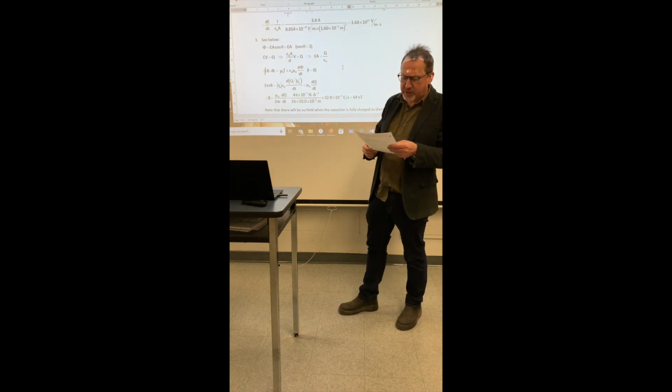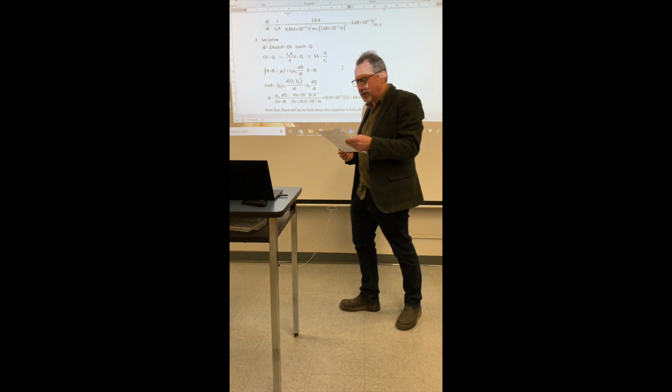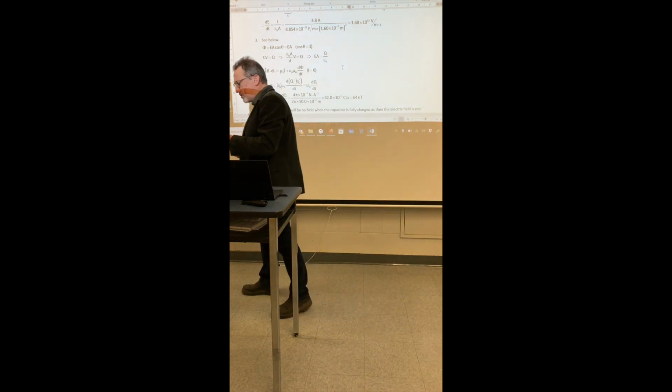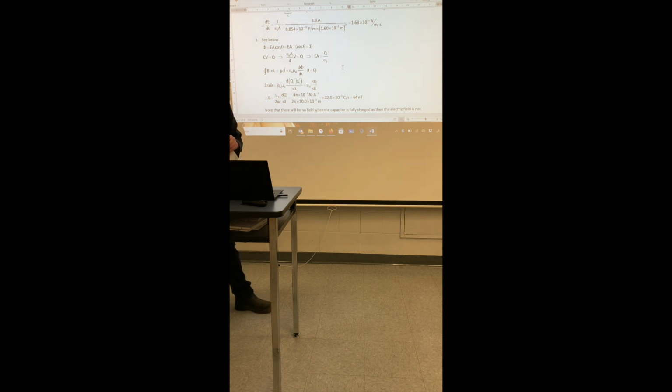The second part of the question: what will be the value of the field strength after the capacitor is fully charged? After the capacitor is charged, the electric field is not changing between its plates, hence the magnetic field will be 0. If the electric field is not changing, no charge is flowing, there's no current in the wires. Okay. Okay, question 4.